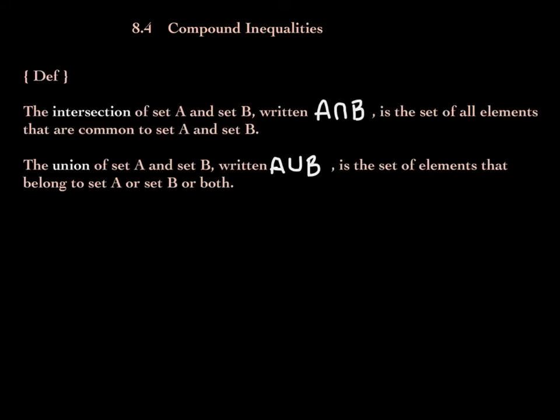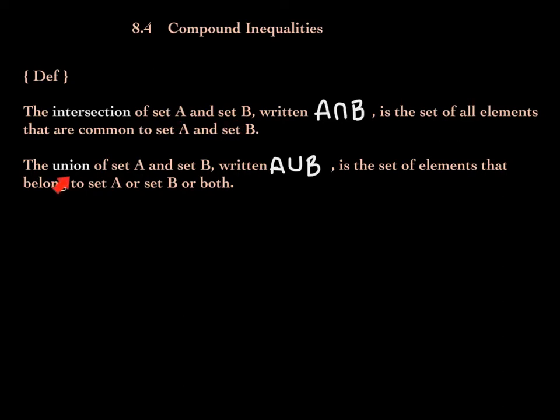The intersection of set A and set B, written A intersection B, is a set of all elements that are common to set A and set B. In other words, in order for you to make it into the intersection of set A and set B, you would have to belong to set A and also set B.